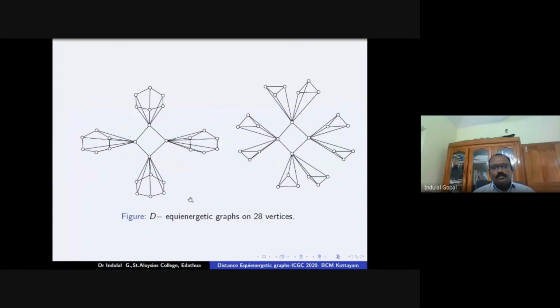For example, with n equal to 6, this is the corona of C4 with C6, and this is the corona of C4 with C3 union C3. Now these two have the same distance energy.